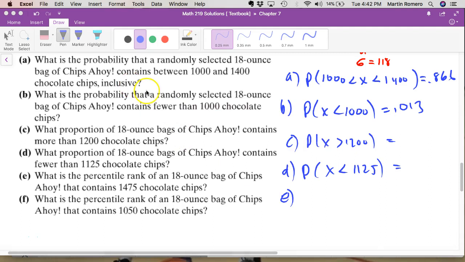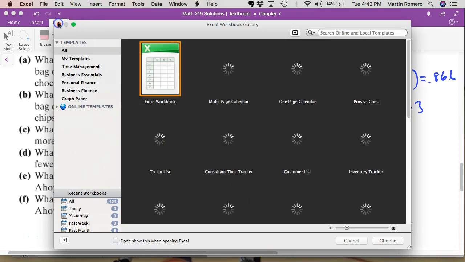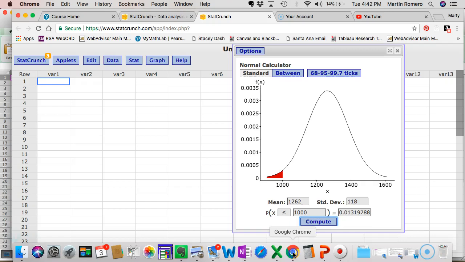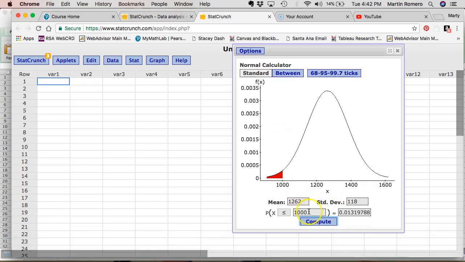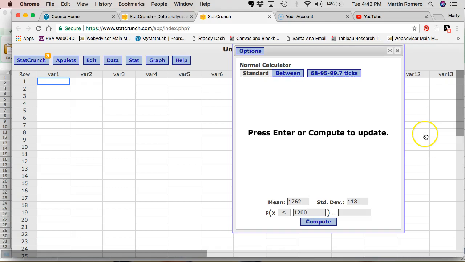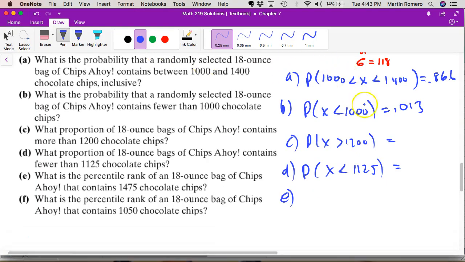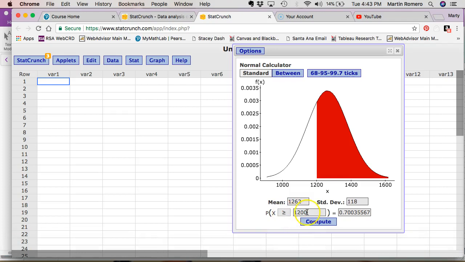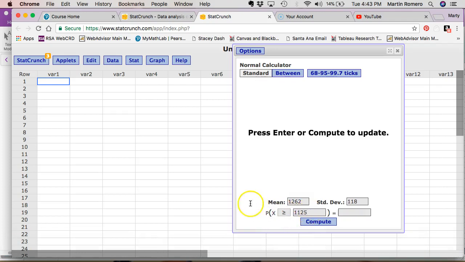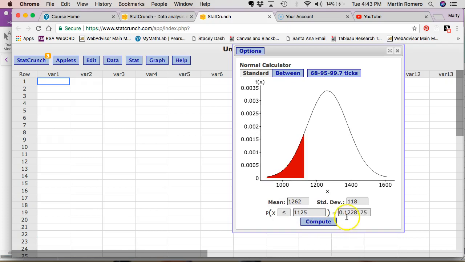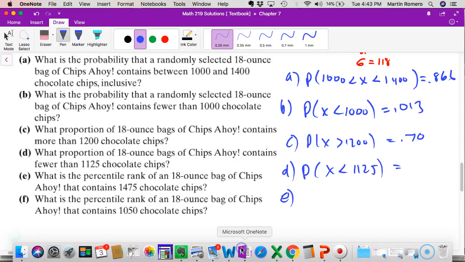I just opened up Excel. Let me close that real quick. And so we want greater than 1,200, so we put 1,200 here. Greater than, compute. So that's 70% for that one, so this is 0.70. Less than 1,125, so then we change that, put that to 1,125, put that as a less than, and now we get 0.123.